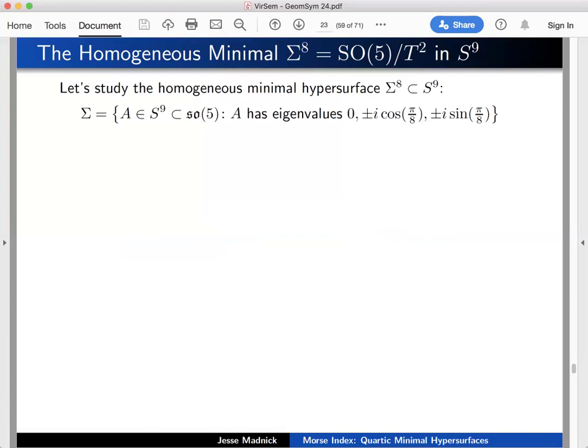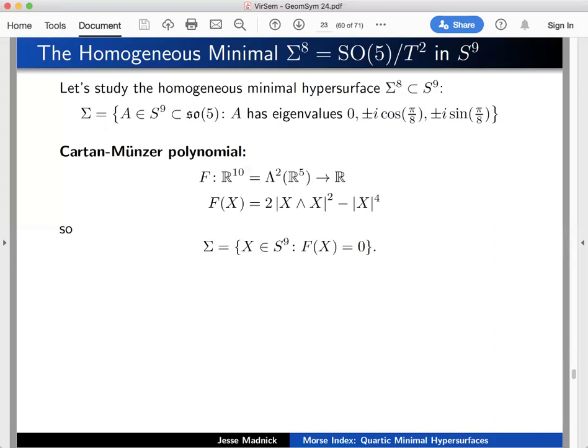And so inside that, the 9-sphere, we can form the set sigma, the set of 5 by 5 skew-symmetric matrices with these eigenvalues. It turns out that this sigma is, in fact, a homogeneous minimal hypersurface. This is SO5 mod T2. SO5, the Lie group, is acting on the Lie algebra so5 by the adjoint action, and this is one of the adjoint orbits. This is the minimal adjoint orbit in the 9-sphere.